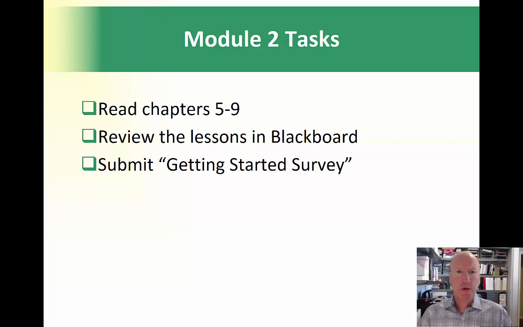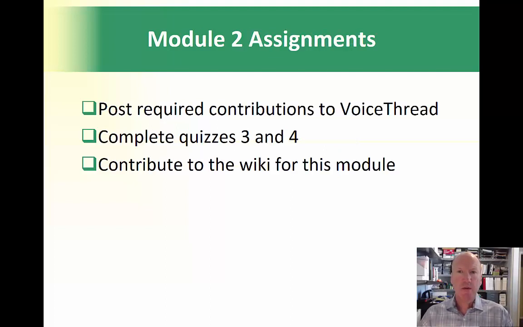The tasks for Module 2 include reading chapters 5 through 9, reviewing the lessons in Blackboard, and submitting the Getting Started survey, which is designed to help you start thinking about the application research paper that you'll be completing this term. Then the assignments for this module include posting the required contributions to the voice thread, completing quizzes 3 and 4, and then contributing to the wiki for this module. And you'll find instructions on Blackboard under the assignments menu for each of these, and particularly for the wiki, which is the first module that you'll be completing the wiki.